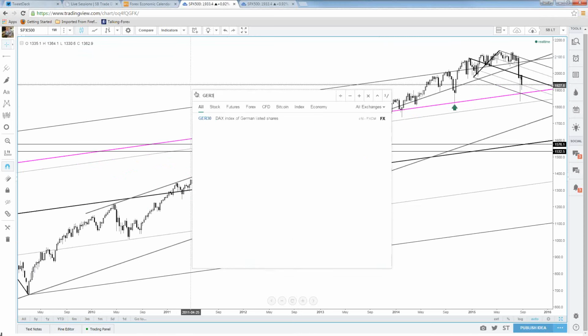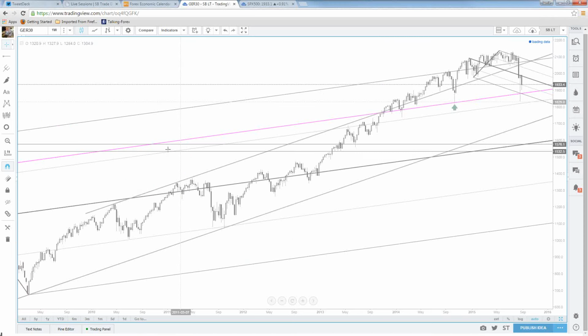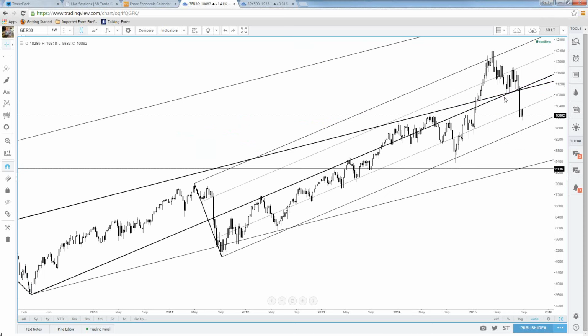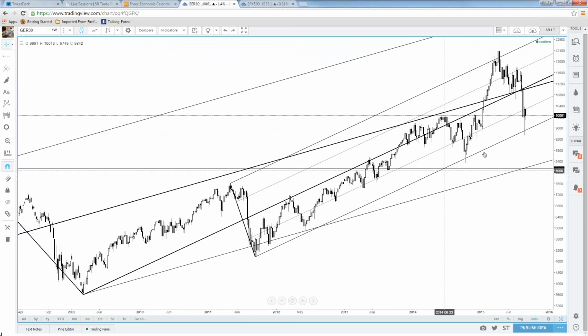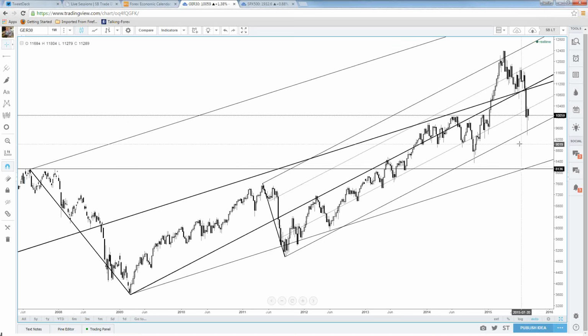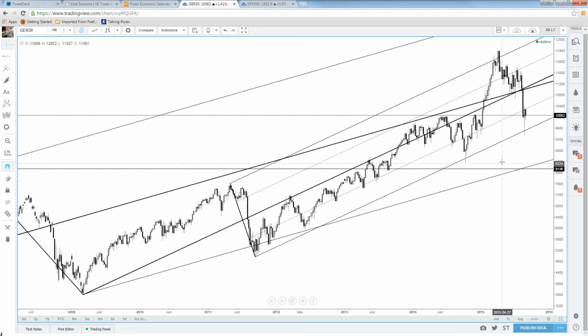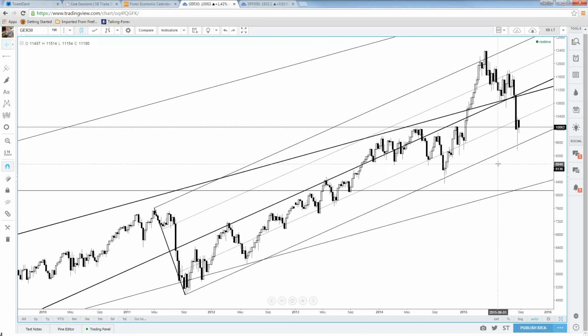The German 30, also known as the DAX. This is the CFD of the DAX, basically. And you had this perfect touch here, sliding parallel off. So again, if we crash through this, then euro's going a lot higher. If we hold this and trade in a range for a while, which is actually what I think is going to happen, then euro's going to trade between roughly where we are now, probably about 115.